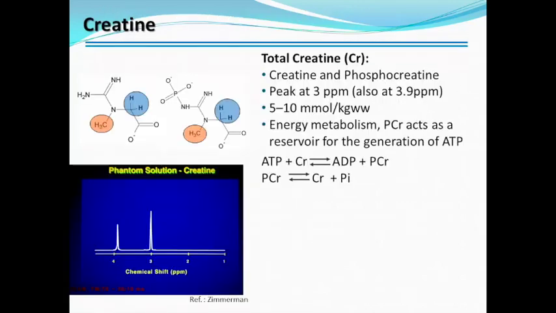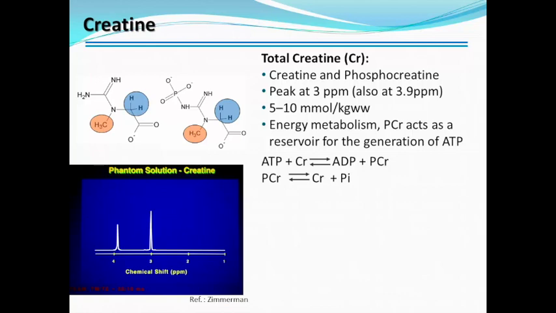Another one that we can see is creatine. When we talk about creatine, we actually mean phosphocreatine and creatine. It's this methyl group that gives rise to a peak at 3 ppm, and these methylene groups give rise to peaks at 3.9 ppm, which we typically ignore.